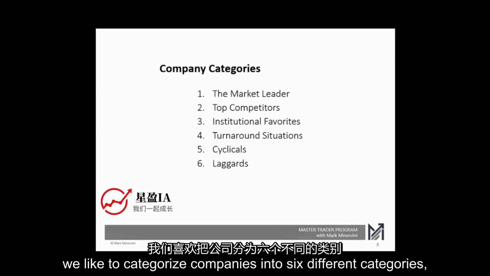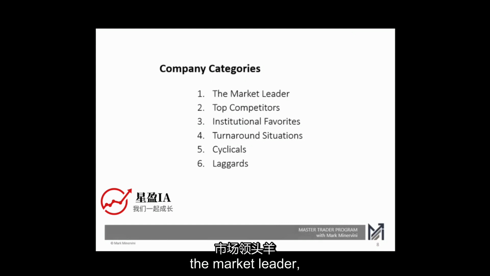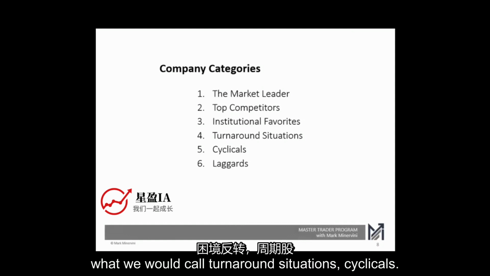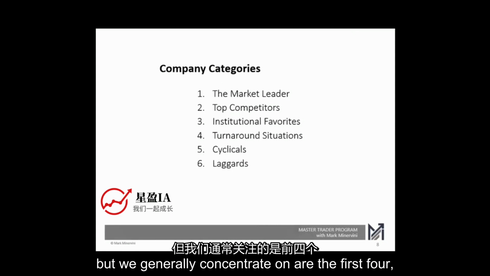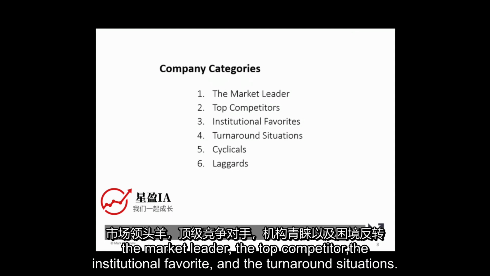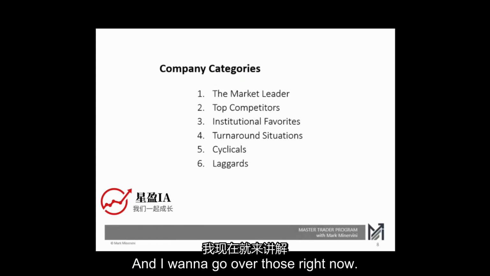So starting off with this perspective that we're going to look at, we like to categorize companies into 6 different categories: the market leader, the top competitor, institutional favorites, what we would call turnaround situations, cyclicals, and then the laggards, which would be the eroding fundamentals that we might actually go short. What we generally concentrate on are the first 4: the market leader, the top competitor, the institutional favorite, and the turnaround situations.